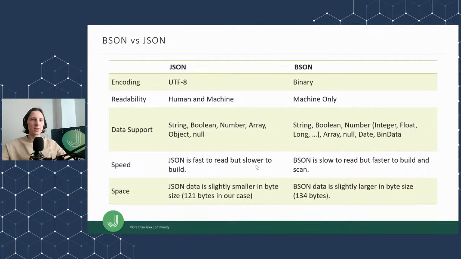So here we can see some advantages in particular use cases. So the BSON was built for the database, where we need to scan objects faster. So, okay, we can lose some speed while reading, but we just have better scanning speed. And the space, yeah, BSON is slightly larger, in our case, by 13 bytes.